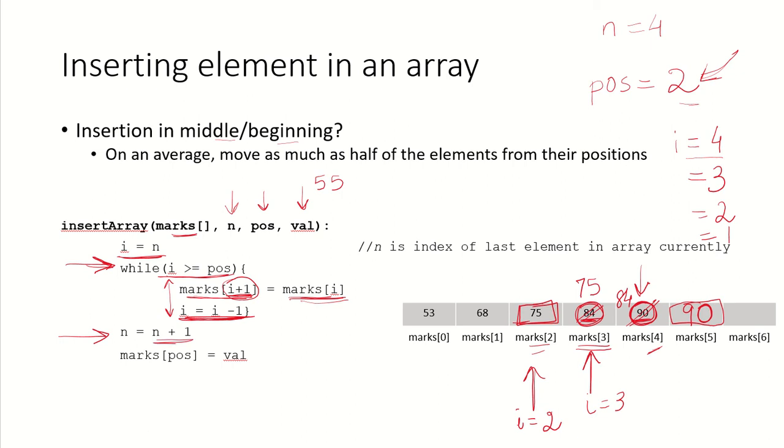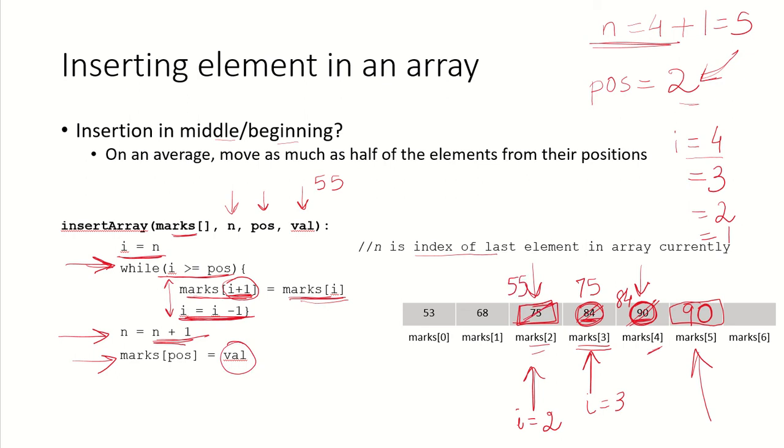n is equal to n plus 1. What is n referring to? n is the index of the last element. So this was initially 4 because our last element was at index 4. But since we have added one more element, we will change this value. So n will now be incremented by 1 and n will be equal to 5. So now 5 is pointing to the last element of the array. And in the space that has been created over here at marks[position], we will put the value 55. So 55 will come over here.